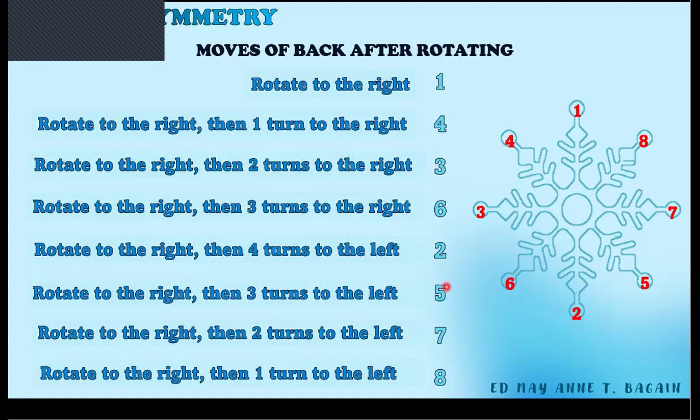And then for the 2, we need to turn it to the left. So 1, 2, 3, 4, it would be 4 turns to the left. And then for 5, it would be 3 turns to the left, which is 1, 2, 3. And then 7 is 2 turns, 1, 2. And then 8 would be the last one, or 1 turn to the left. So those are the moves for the back.